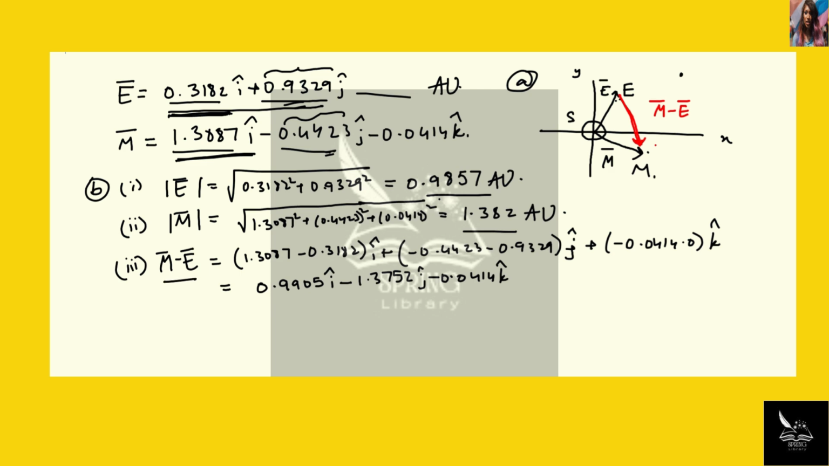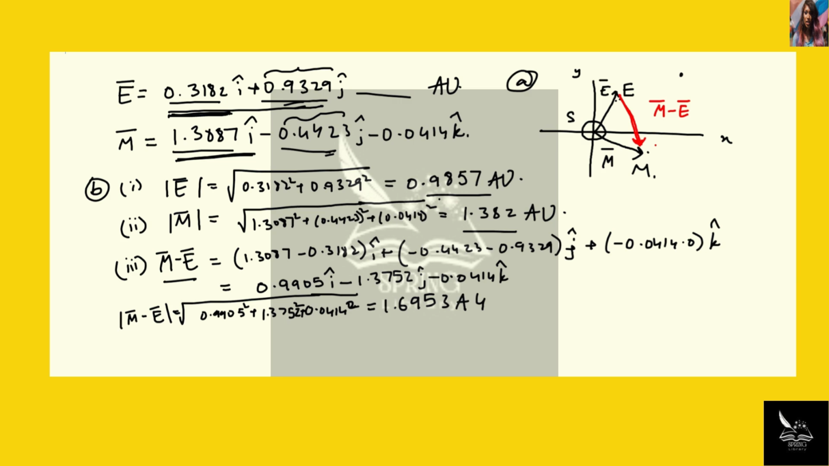Hence, the distance between Mars and Earth would be the modulus of this vector, which would be the square root of 0.9905 squared plus 1.3752 squared plus 0.0414 squared, which turns out to be 1.6953 astronomical units.